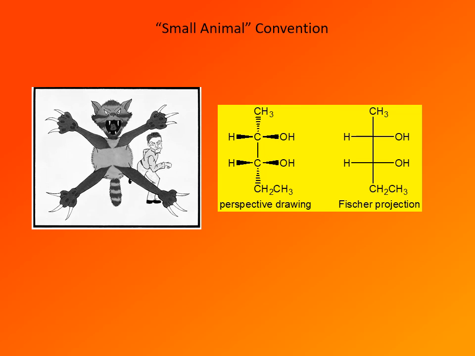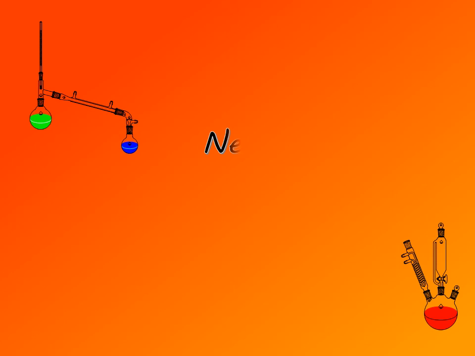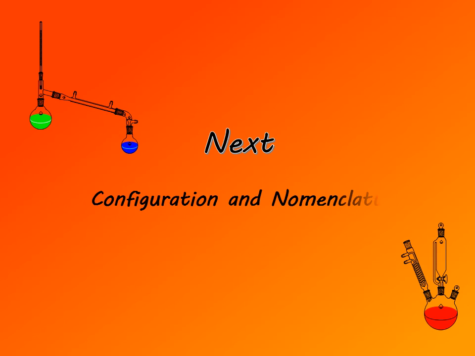And that is, if you imagine somebody throwing a small animal at you, its legs will be projecting towards you, while its head and tail are away from you. And so that's a very easy way to memorize which bonds project towards you, which away from you. This completes the introduction into stereochemistry, and next we will be looking at configuration and nomenclature of enantiomers.